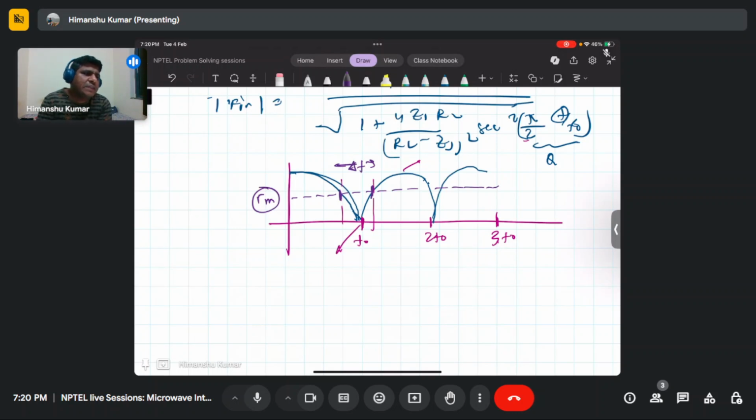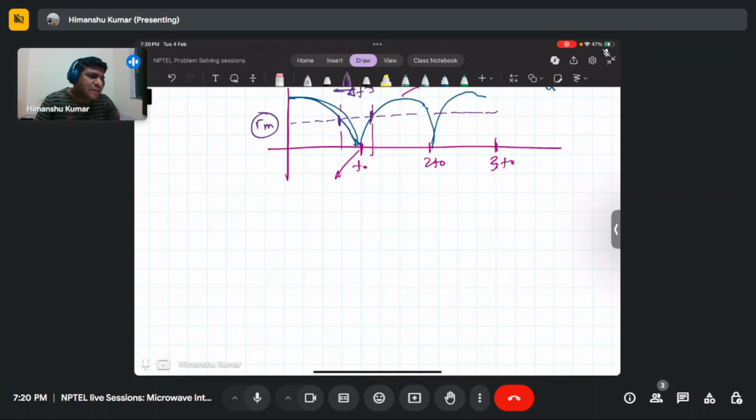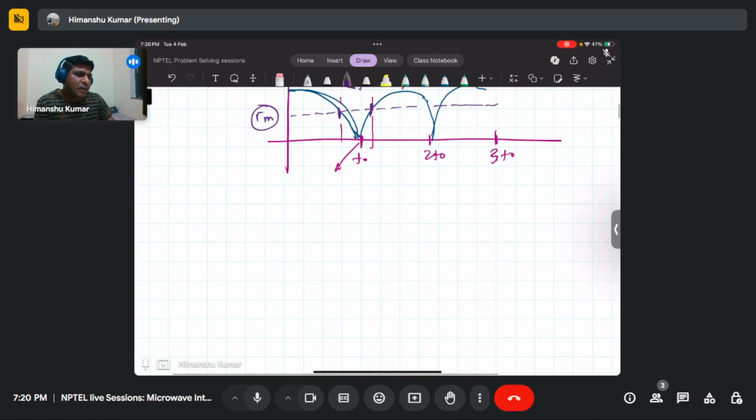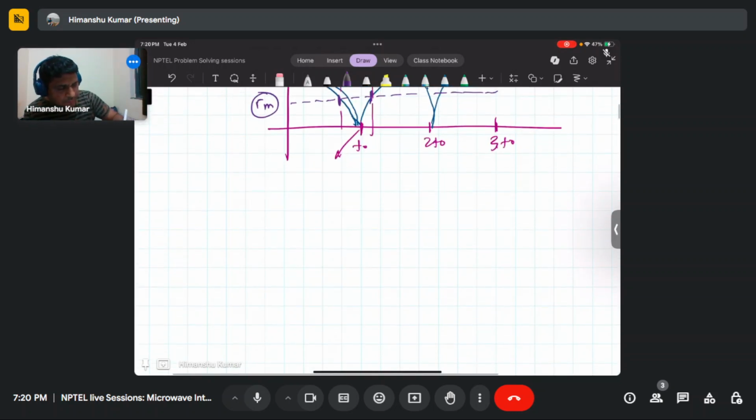So you can define the fractional bandwidth, which is delta f by f naught. This is one of the important terms for the impedance matching case.